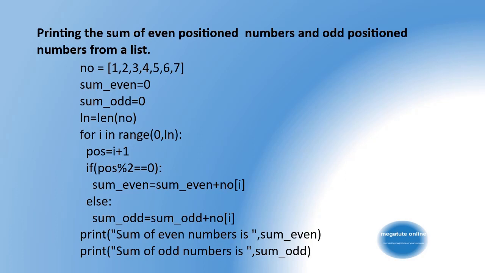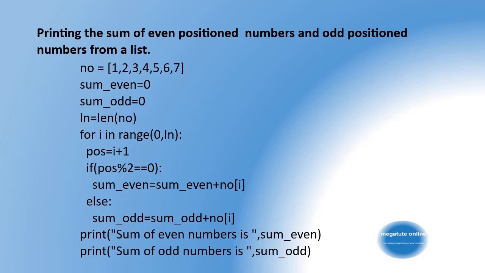So sum even equals to 0, sum odd equals to 0. Here we are talking about sum of even position numbers, sum of odd position numbers. We have taken a length in ln, then running a loop same way from 0 to ln, and then first calculating position. So position equals to I plus 1, and then putting the even odd condition on position, not on the number as we did earlier. So here we are not putting NOI modulus 2, we are putting position modulus 2 equals to 0.